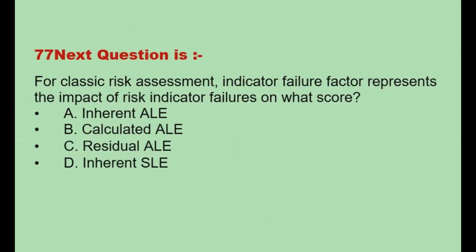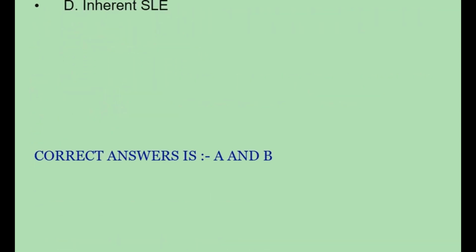Question is, for classic risk assessment, indicator failure factor represents the impact of risk indicator failures on what score? Option A, inherent ALE. Option B, calculated ALE. Option C, residual ALE. Option D, inherent SLE. Correct answer is option A and option B.